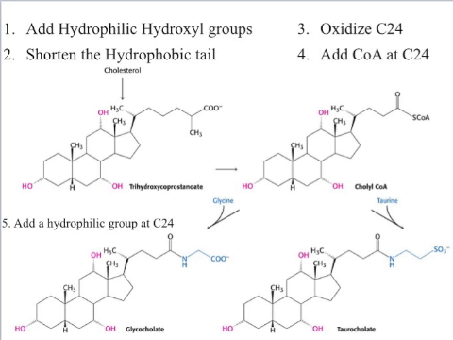We can then add amino acids at carbon 24 to make this tail more hydrophilic. We can either add glycine or we can add another type of amino acid that's not used in protein synthesis, but nevertheless is an amino acid that has a sulfate as one of its functional groups. This is called taurine. When we add taurine, we end up with taurocholate, and when we add glycine, we end up with glycocholate.